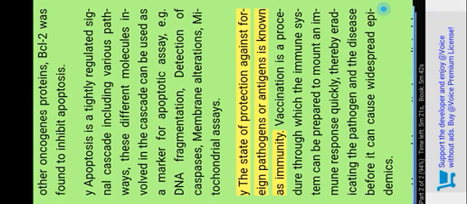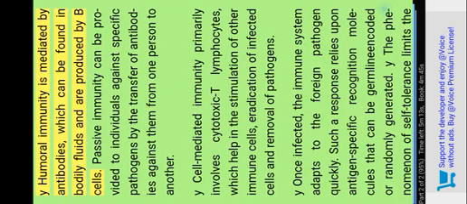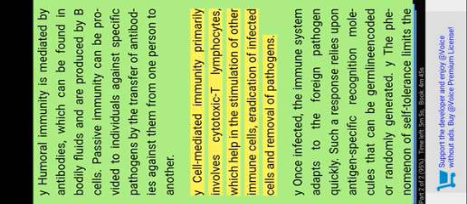Why the state of protection against foreign pathogens or antigens is known as immunity. Vaccination is a procedure through which the immune system can be prepared to mount an immune response quickly, thereby eradicating the pathogen and the disease before it can cause widespread epidemics. Why humoral immunity is mediated by antibodies, which can be found in bodily fluids and are produced by B cells. Passive immunity can be provided to individuals against specific pathogens by the transfer of antibodies against them from one person to another. Why cell-mediated immunity primarily involves cytotoxic T lymphocytes, which help in the stimulation of other immune cells, eradication of infected cells, and removal of pathogens.